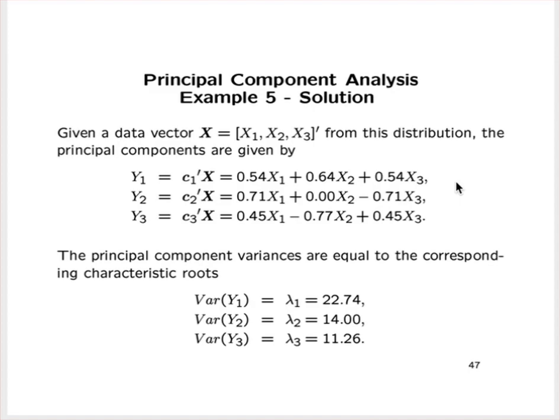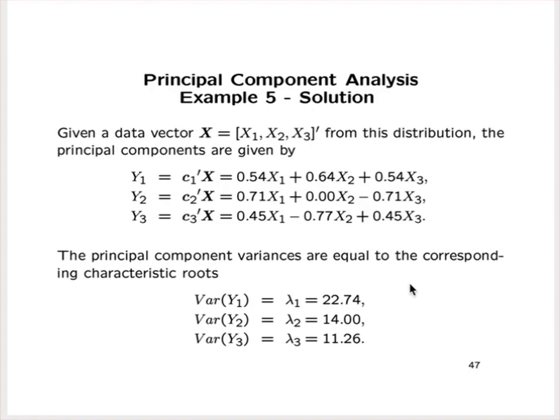The formula for constructing the first principal component, y1, from the original variables x1, x2, and x3 is 0.54 times x1 plus 0.64 times x2 plus 0.54 times x3. The second principal component, y2, is obtained from the original variables 0.71 times x1 plus 0 times x2 minus 0.71 times x3. And then the third principal component is calculated from the original variables via the linear combination 0.54 times x1 minus 0.77 times x2 plus 0.45 times x3.